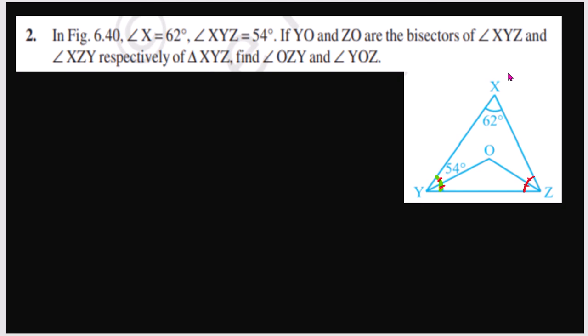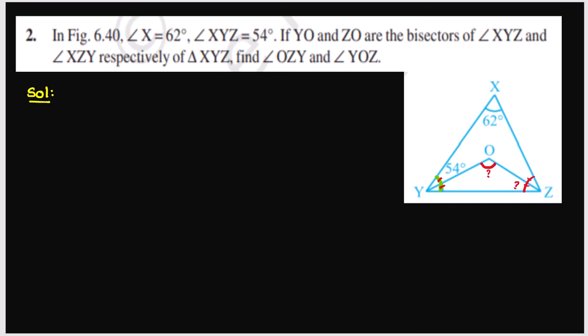Here it is asked to find angle OZY. Where is angle OZY? Here it is. How much is this? As well as angle YOZ. Here it is. How much is this? These two angles are asked to find, where angle X is 62 degrees and angle XYZ, this angle, is 54 degrees. Now let us see how to find this.